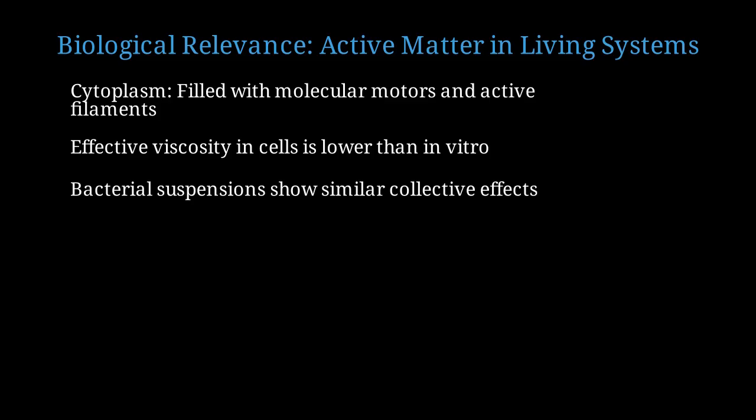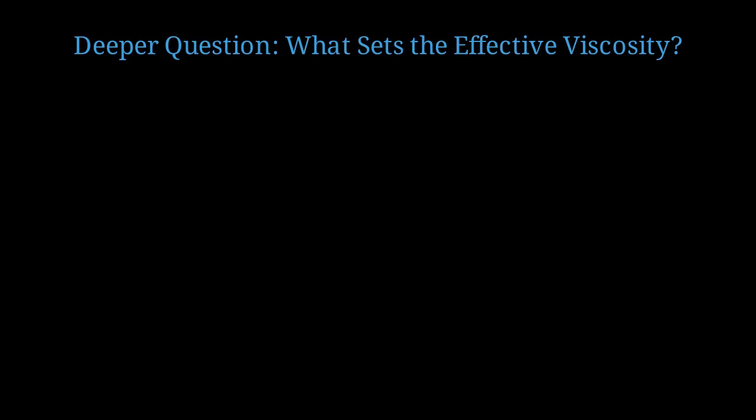Suspensions of swimming bacteria like E. coli exhibit similar effects. The bacteria collectively stir the fluid and reduce the effective viscosity. Let's ask a deeper question. What physical parameters control the magnitude of the effective viscosity reduction?